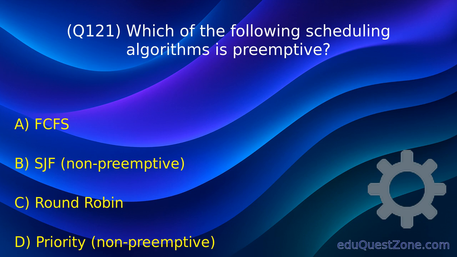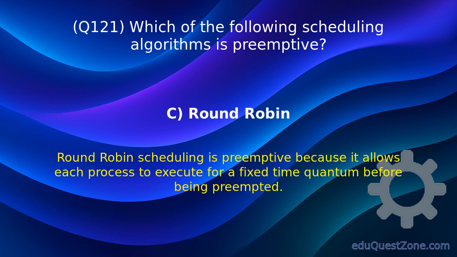Question number 121. Which of the following scheduling algorithms is preemptive? Option C, round robin. Round robin is preemptive as it interrupts running processes after a time quantum expires.